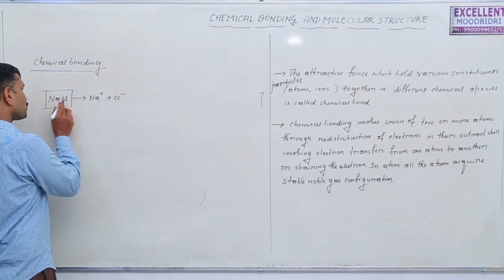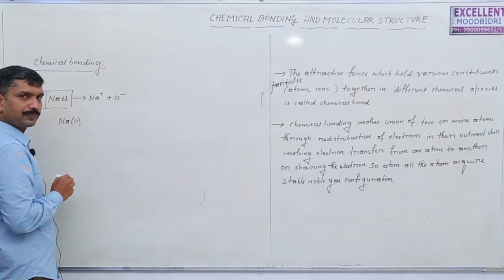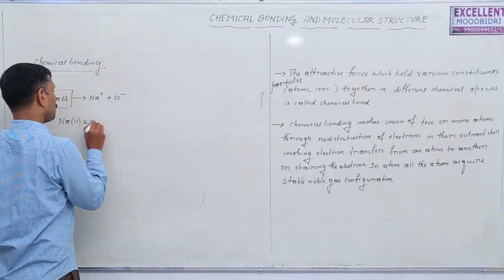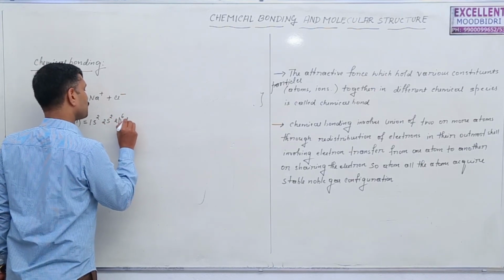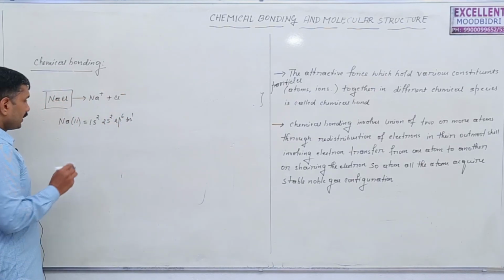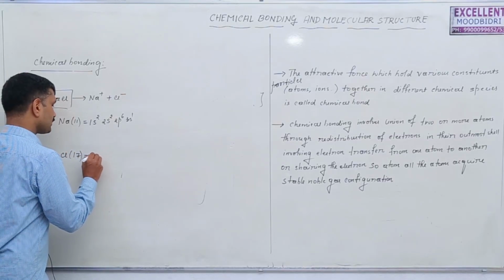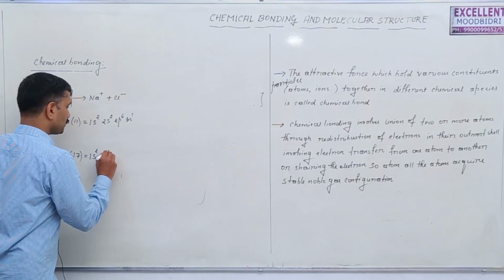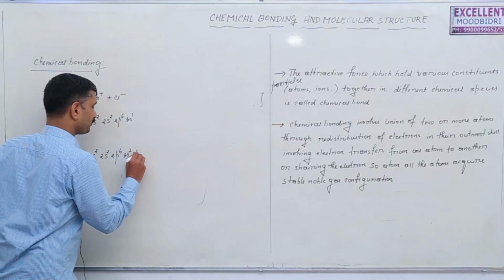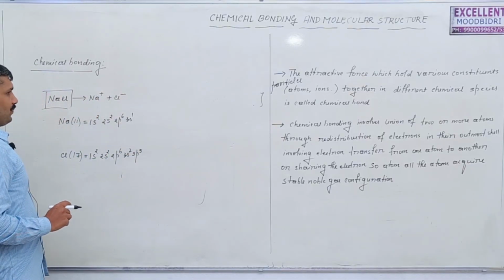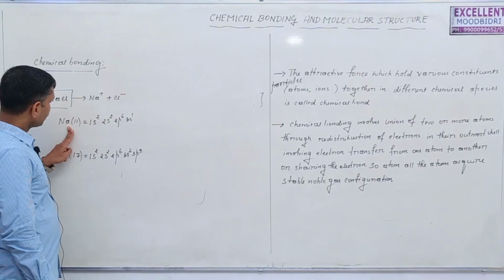Because in the case of sodium chloride, we know that the atomic number of sodium is 11. Its configuration is 1s2, 2s2, 2p6, 3s1. Next, chlorine has atomic number 17. The configuration is 1s2, 2s2, 2p6, 3s2, 3p5. Here, say sodium is correct.